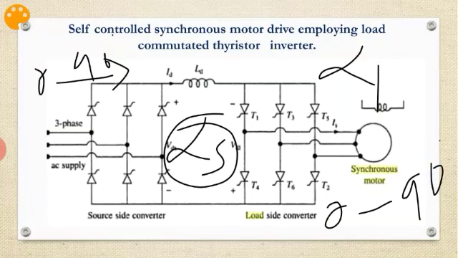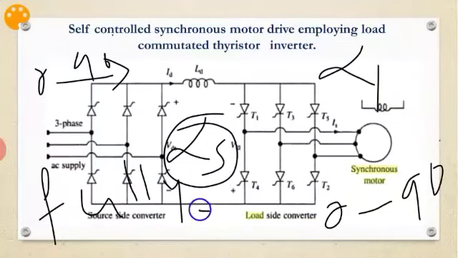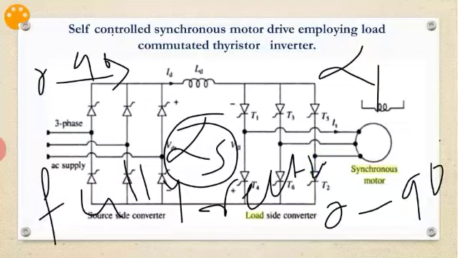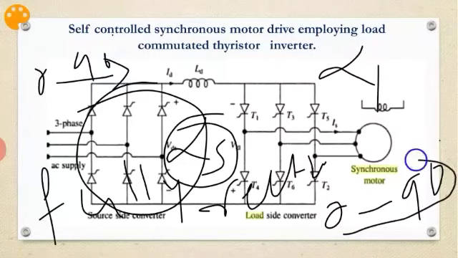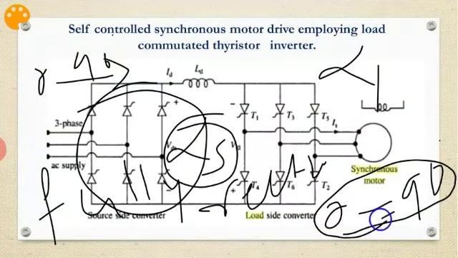0 to 90 degrees means it acts as a fully controlled rectifier. I repeat, this converter, which operates between 0 and 90 degrees, that is, less than or equal to 90 degrees, acts as a fully controlled rectifier on the source side. Okay, so this is the first piece of information.